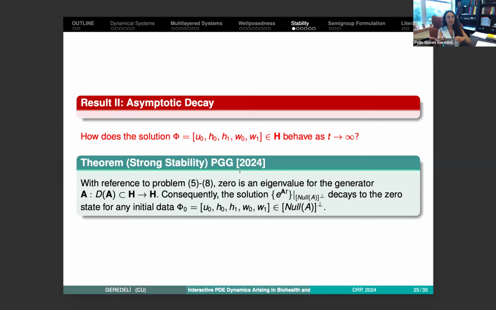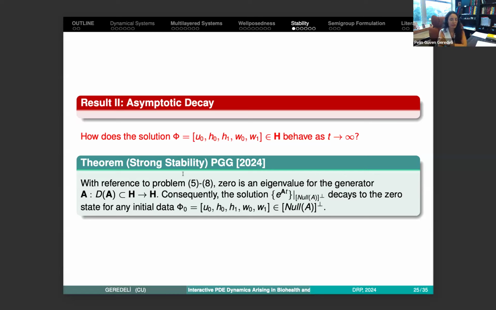Then the second question is, how will these solutions behave? Can I prove an asymptotic decay? Are the solutions going to go to the zero state after some certain time? Which means, can you control your solutions after some certain time, or will the solutions just behave crazily? So this is the question. Since this is my solution, how will this kind of solution behave when time goes to infinity?